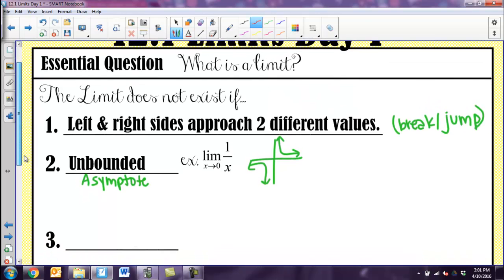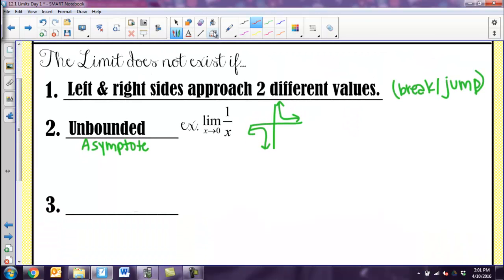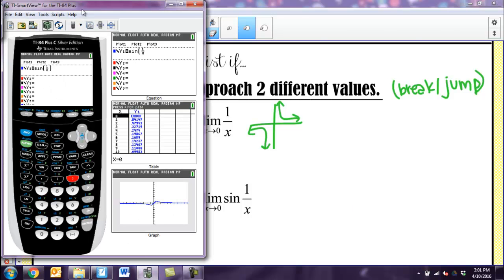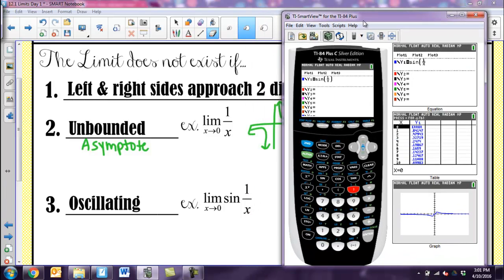And the last case, if a limit does not exist, is if you have something called an oscillating function. This is actually easier to see on the calculator for this particular one. So I'm going to open it up. And I have this wonderful looking thing. It's sine of 1 over x. I'm trying to see what happens as it gets closer and closer to 0. If I just look at the regular graph, it's going to graph really slow because there's something interesting going on in there. So I'm going to zoom in and see what happens.